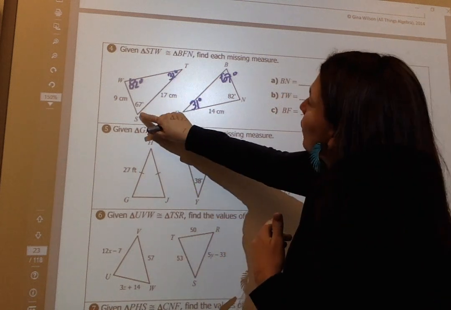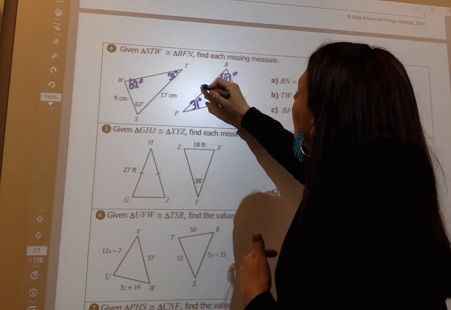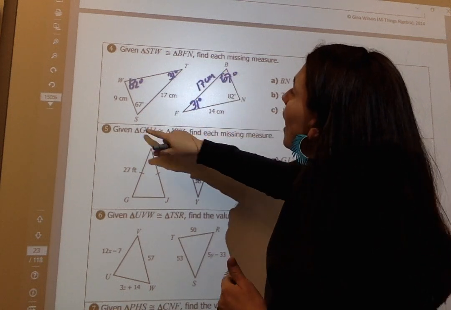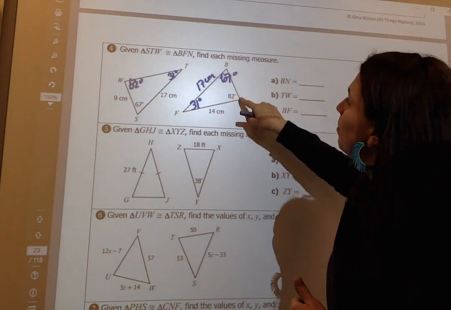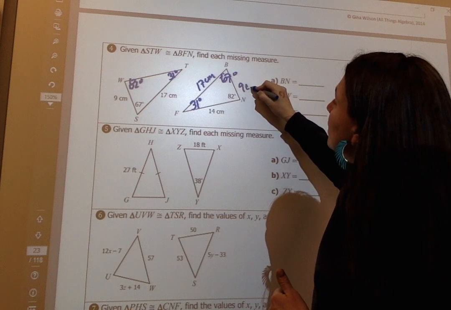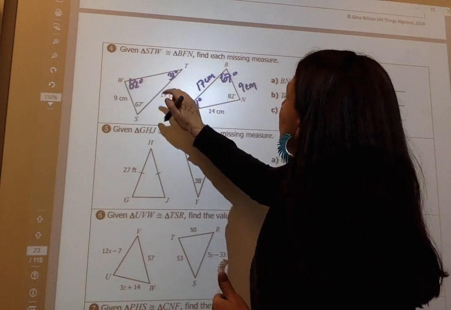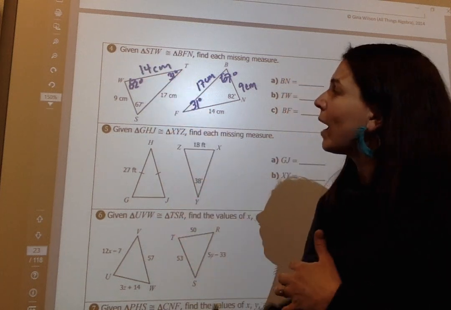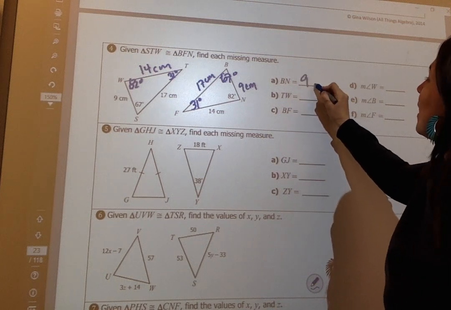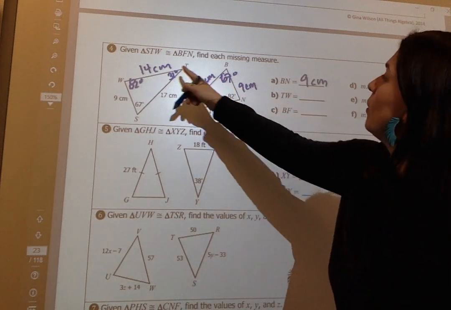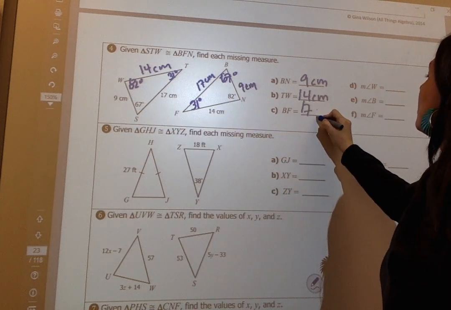I can look at the picture and know that ST is going to be congruent to BF right here. So that's 17 centimeters. I know that WS is going to be congruent to NB. So that's 9 centimeters. And I know that FN is going to be congruent to TW, so that's 14 centimeters. So I am just piecing that together based on the picture. So now I can fill it in. BN is 9 centimeters, TW is 14 centimeters, BF is 17 centimeters.